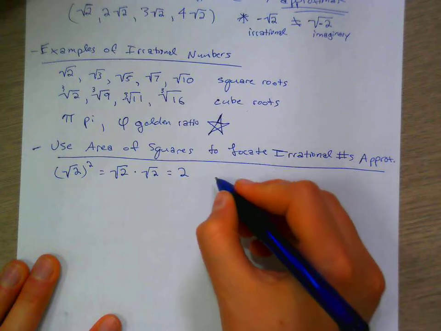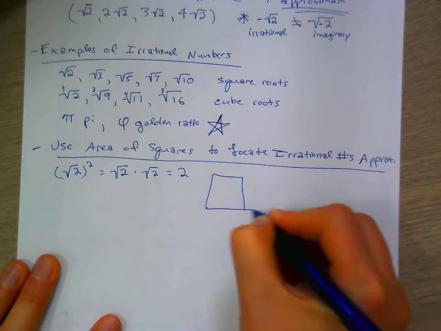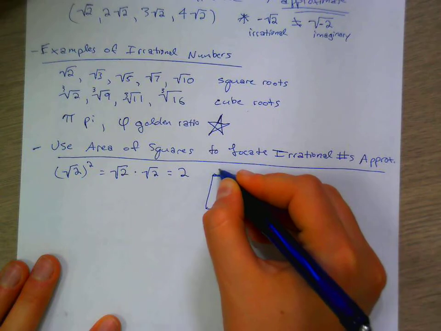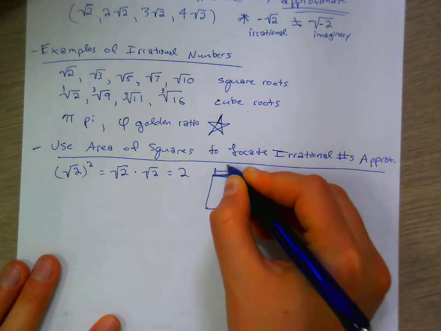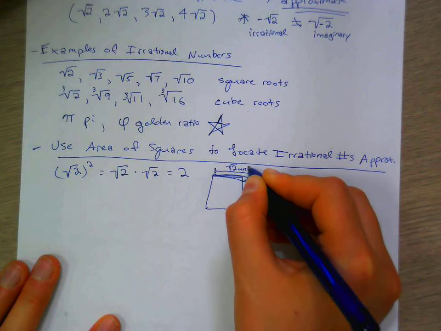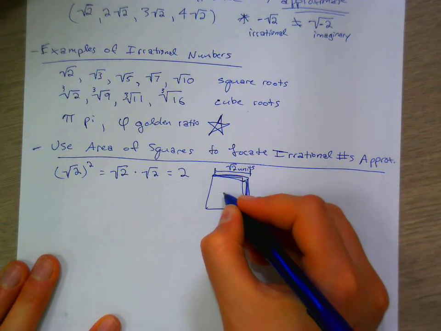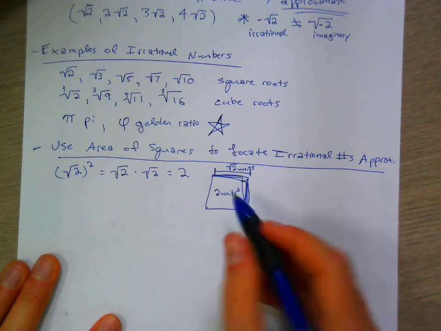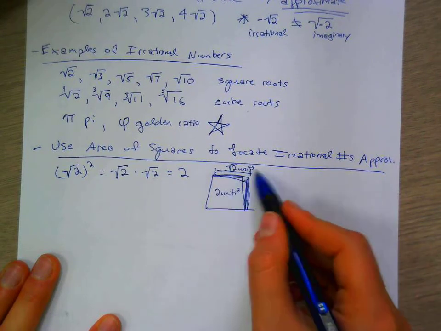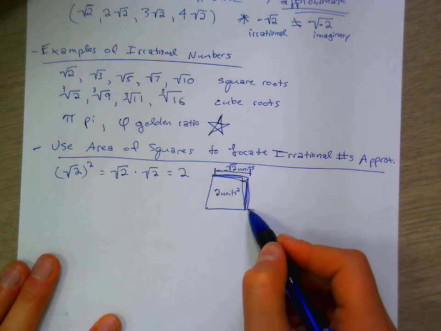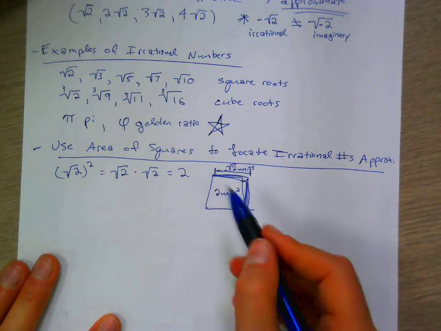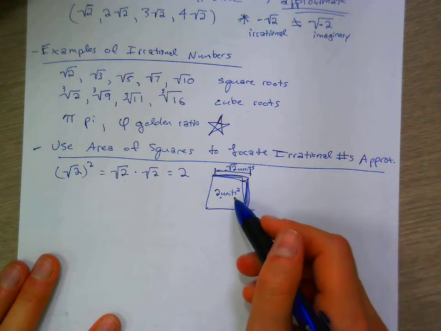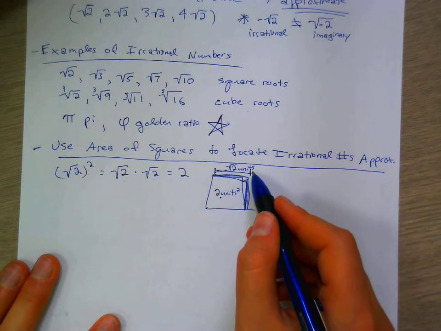So if this is the outside, and this right here is the square root of 2 units, well, the inside is going to be 2 units squared, because you're squaring this number to get square root of 2 times square root of 2, which equals 2. The units here, though, are squared, because you multiplied units times units, and we get 2 units squared.